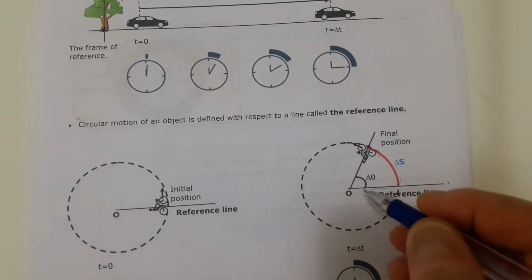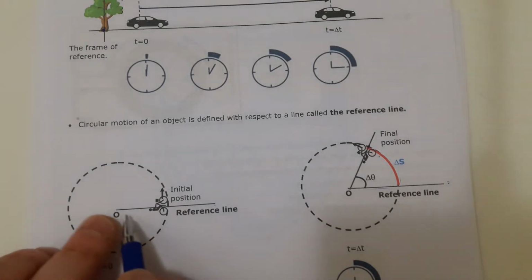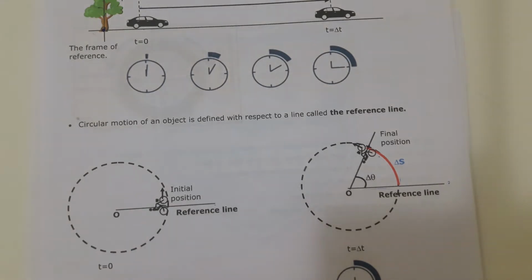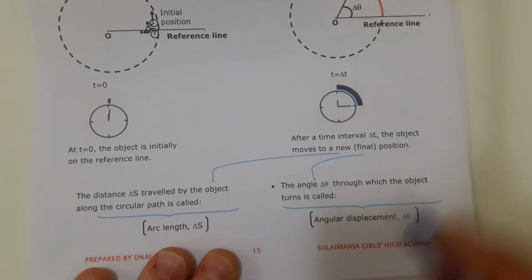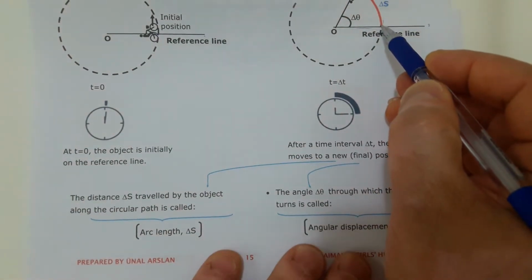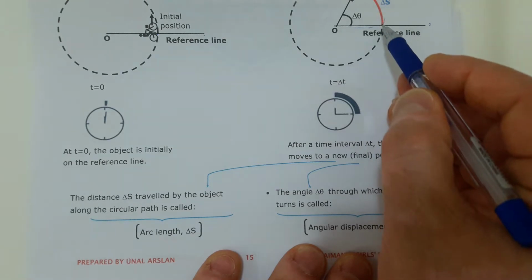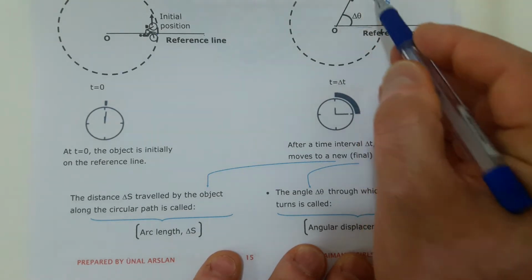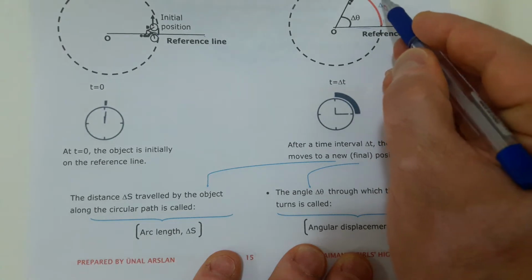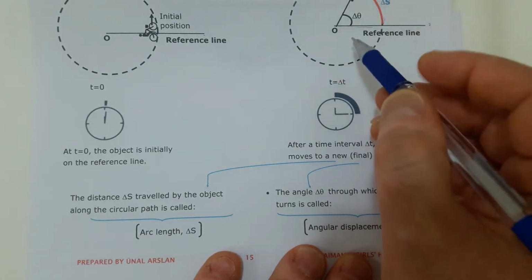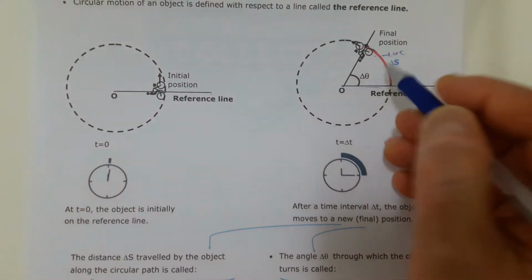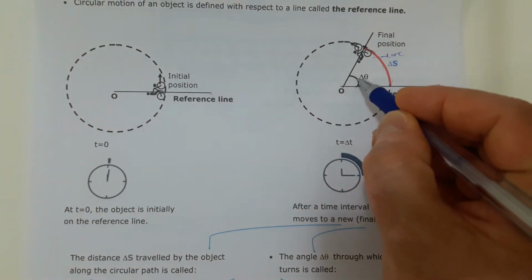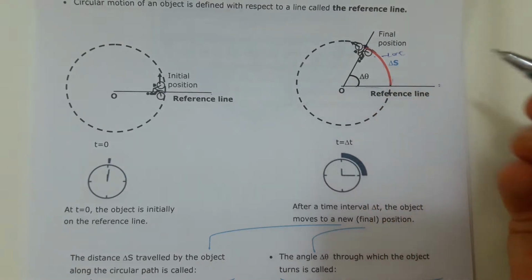So this object is initially at a point which is on the reference line, but then it travels a distance from the initial position to a final position on the arc. Remember, in math, this is called an arc. So it's moving on an arc, and it attains another position by the time it's turning by an angle of theta, delta theta, because there's a change.